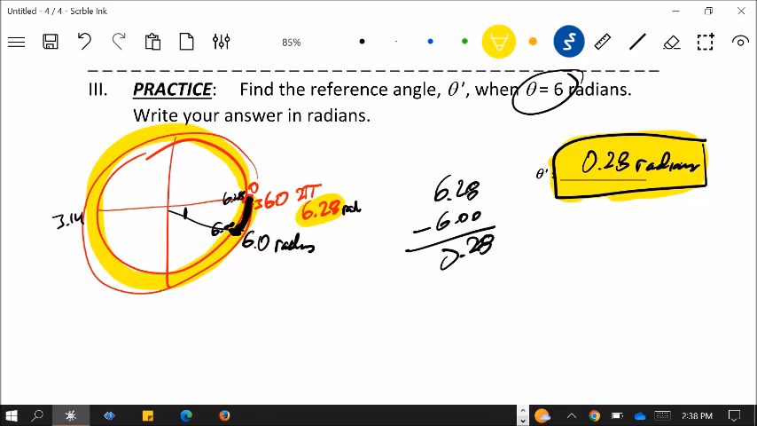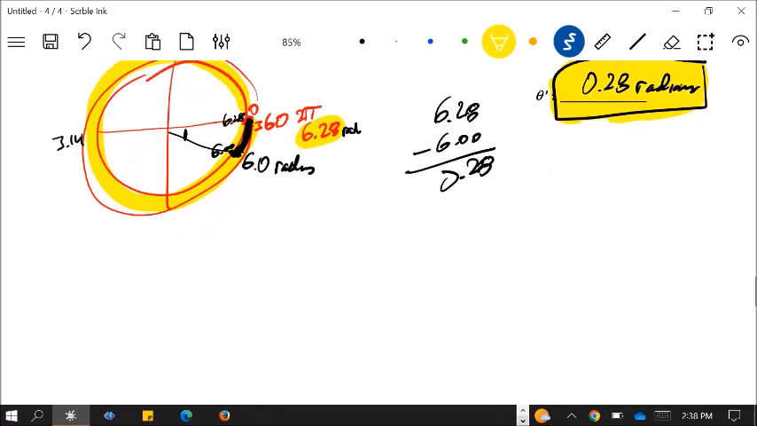So that's how you find the radian reference angle. Radian reference angle, important part to think about.